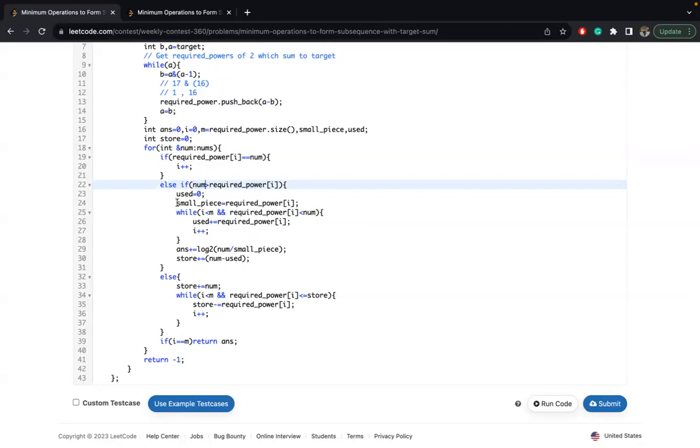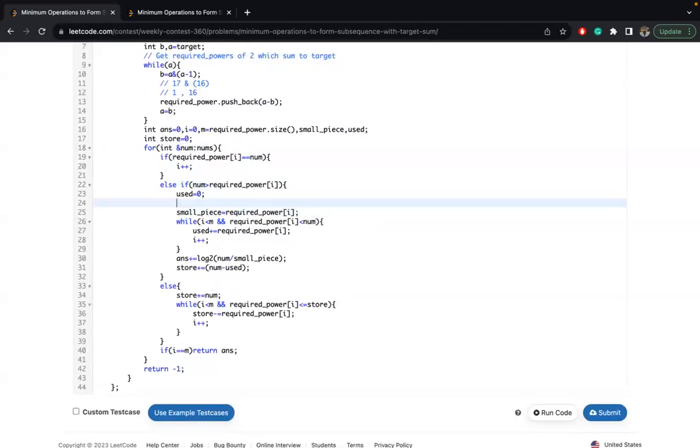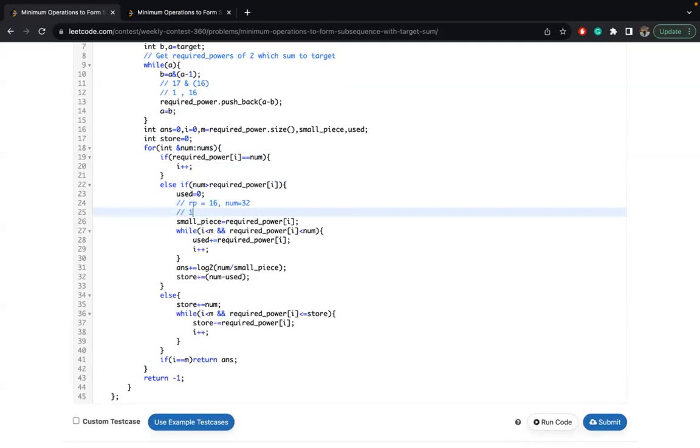So to get the number of operations, you are finding the small piece, and the small piece is the required power. So if required power is 16 and your num is 32, then how many operations do you need? Just one operation. In one operation you will make 32 into 16 and 16. And in case required power is 8, in that case your operations will be 2, and you will split into 8 and 8 and 16.